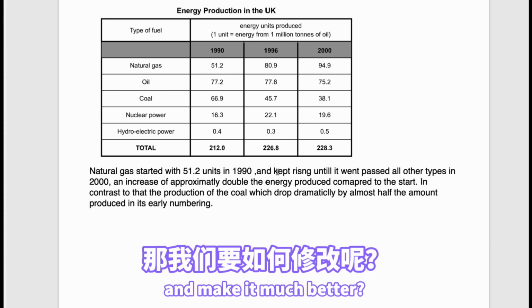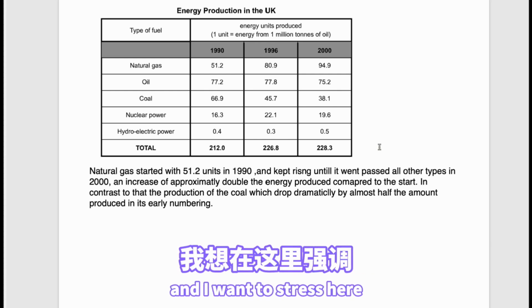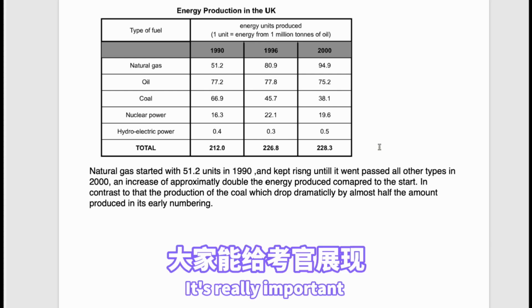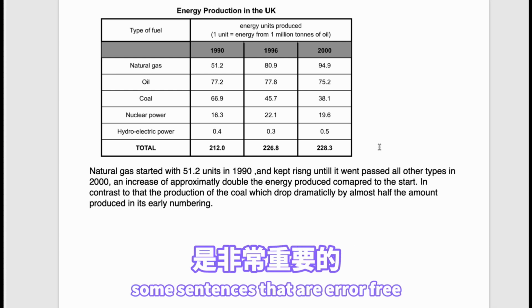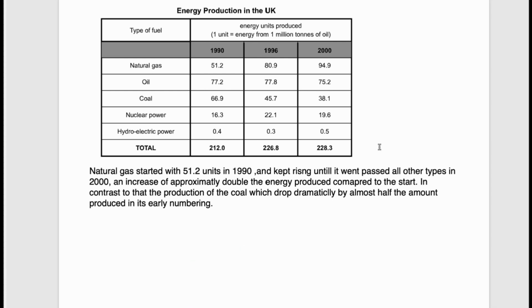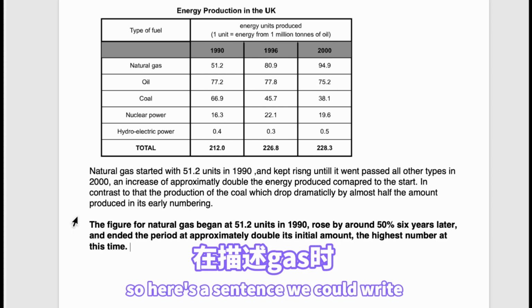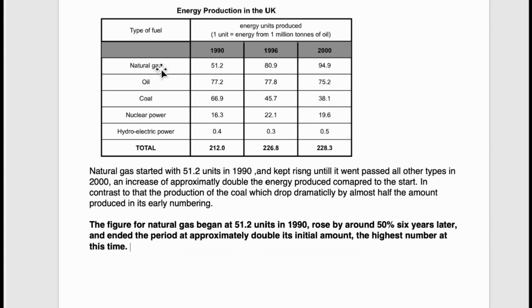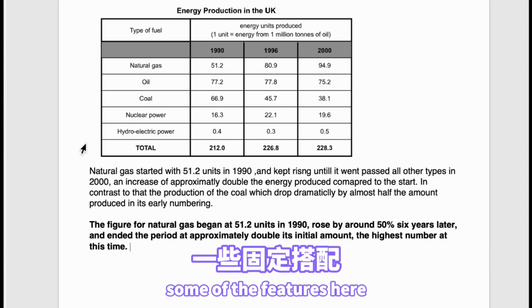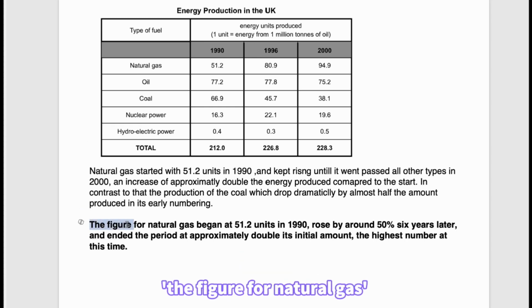So how can we take this and make it much better? And I want to stress here, it's really important that you're able to write some sentences that are error-free. So just learn a few sentence types and use them in your task 1. So here's a sentence we could write to describe natural gas. And I want you to notice some of the features here. We're going to start with the figure for natural gas.